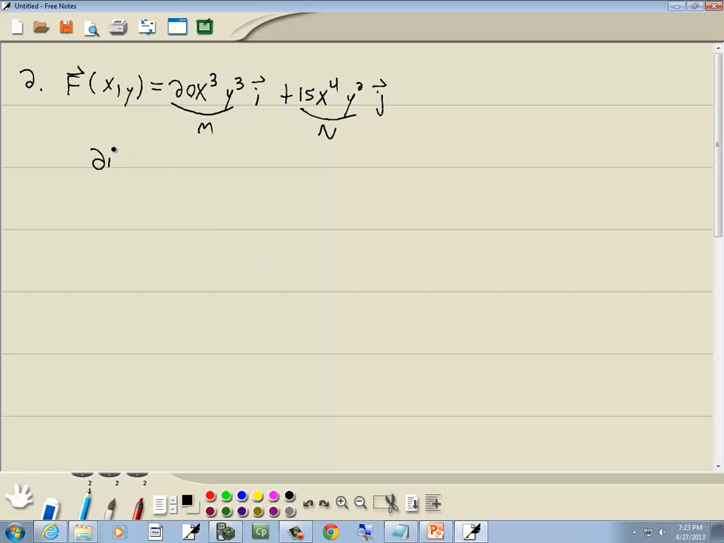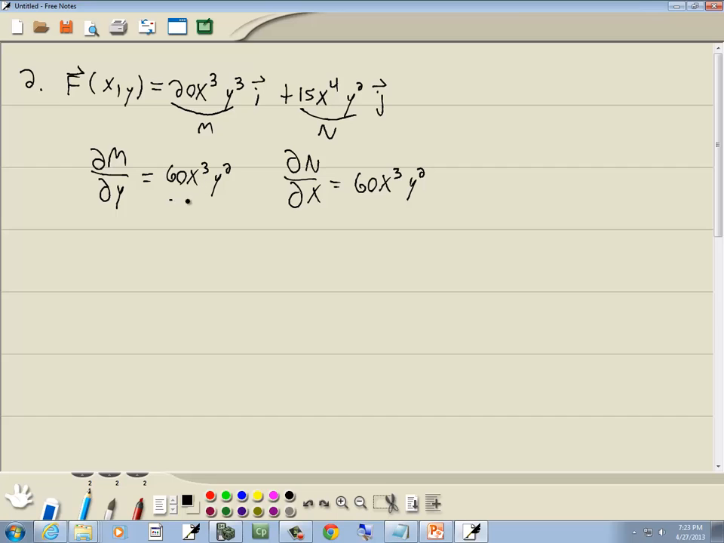So partial of m with respect to y. Well, the 20x to the third just remains, and the derivative of y to the third is 3y squared. So that becomes 60x to the third y squared. And then we'll take the partial of n with respect to x. That's this right here. Well, the 15 and the y squared remain. The derivative of x to the fourth is 4x to the third. 4 times 15 gives us 60 x to the third y squared.